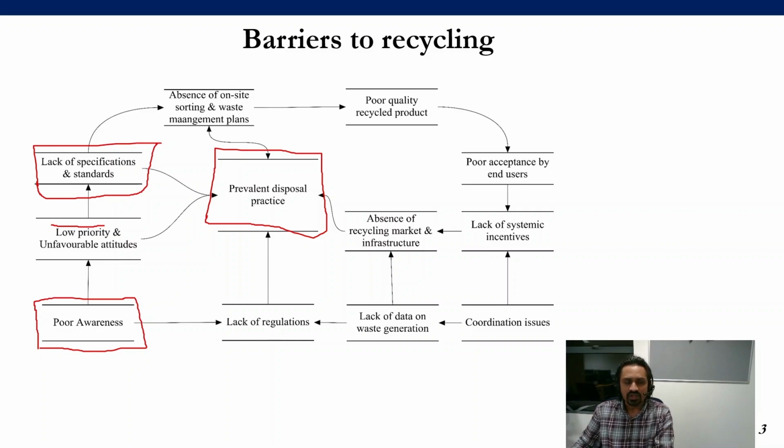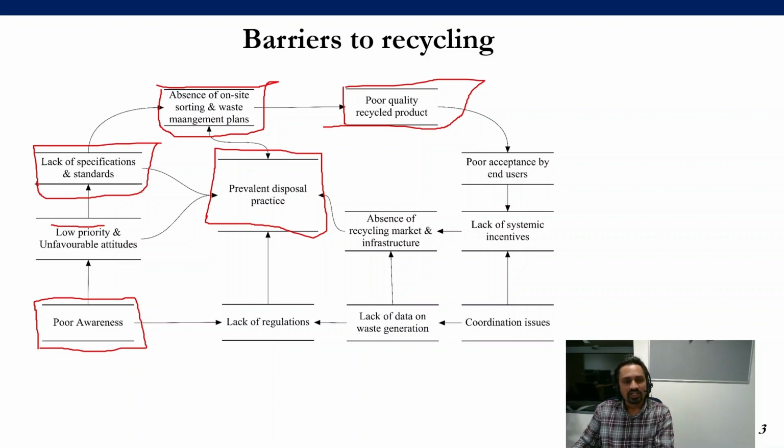We also see that among the practices that site engineers and construction industry participants adopt at project sites, we do not see source segregation happening in most of the sites. On-site sorting and waste management plans are also not put in place in most sites, which has an effect on the kind of waste delivered to a recycling plant and the quality of products that could be produced from recycling.